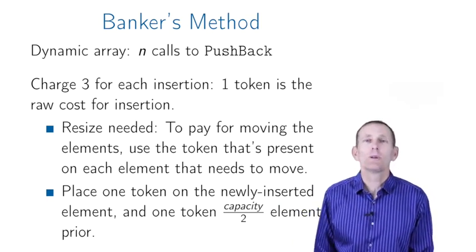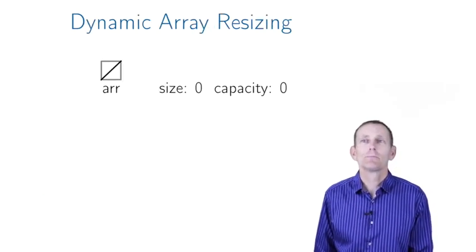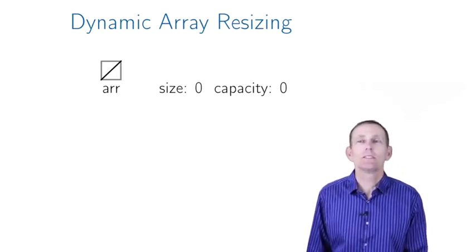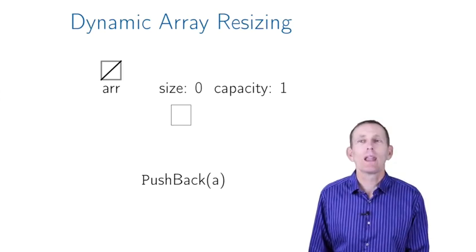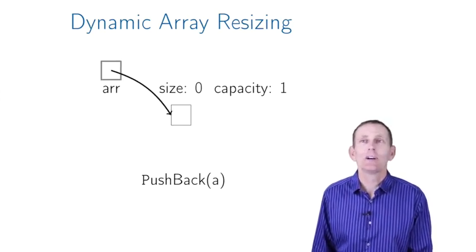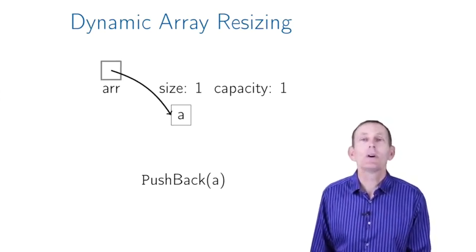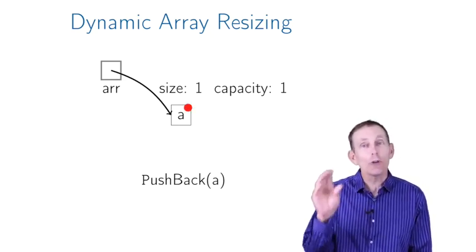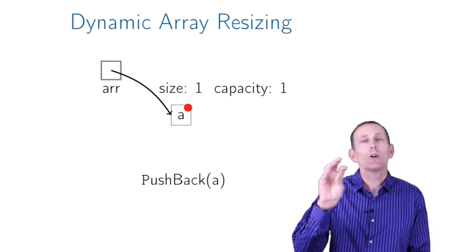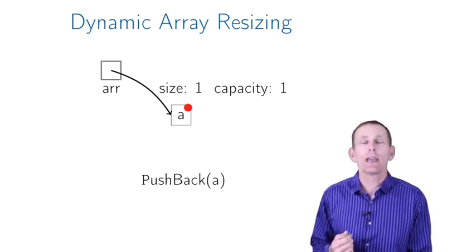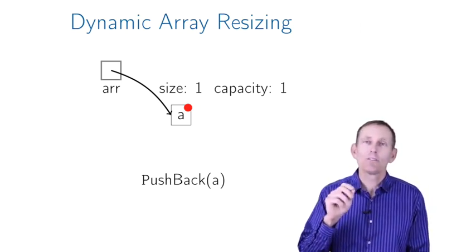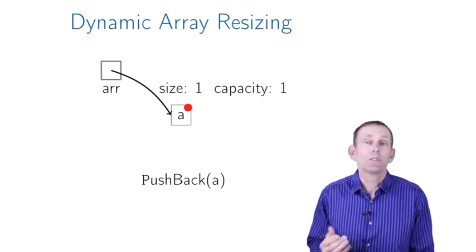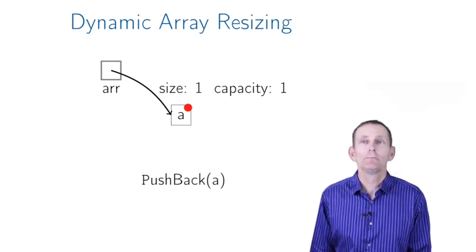It'll be easier when we look at a particular example. So let's look at an example. We have an empty array, and we're going to start with size 0, capacity 0. We push back A. What happens? Well, we have to allocate our array of size 1 and point to it, and then we put A into the array. And now we're going to put a little token on A. This token is what we're going to use to pay later on for moving A. In this particular example, for the very first element, there's no other element to put a token on, so we just waste that third token.